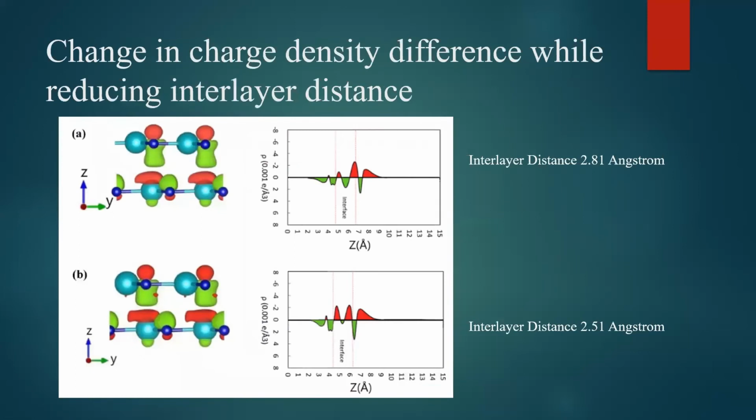And we're going to see the charge density difference variation. This is for the AB configuration, and the upper one is for an interlayer distance of 2.81 Angstrom, and the bottom one in the lower section is for 2.51 Angstrom. If we compare these two figures, from the upper figure to the lower figure, you can see that the charge density difference has increased significantly. So if we compress it and the interlayer distance is reduced, the charge density difference gradually increases.